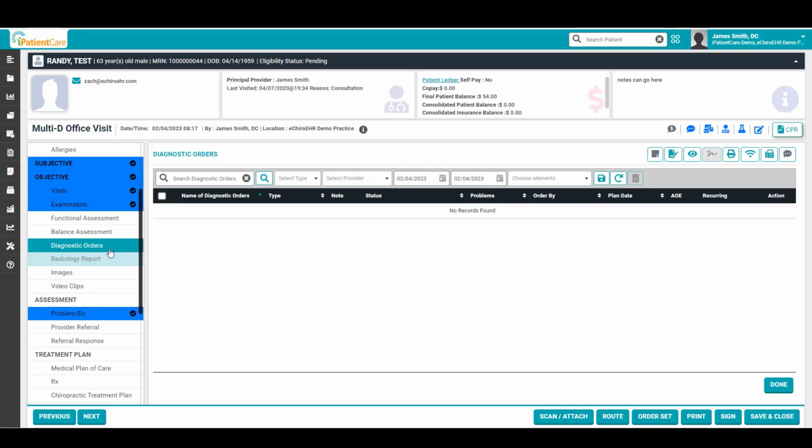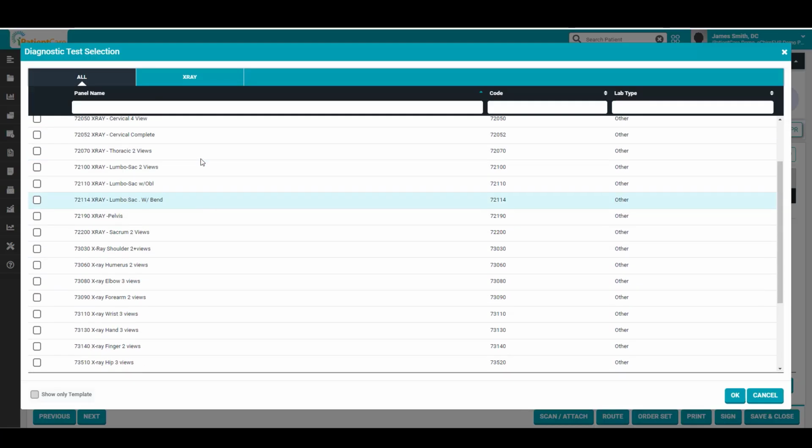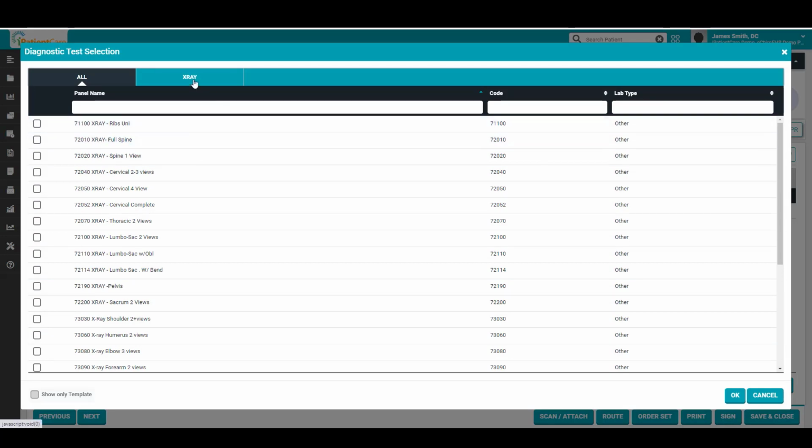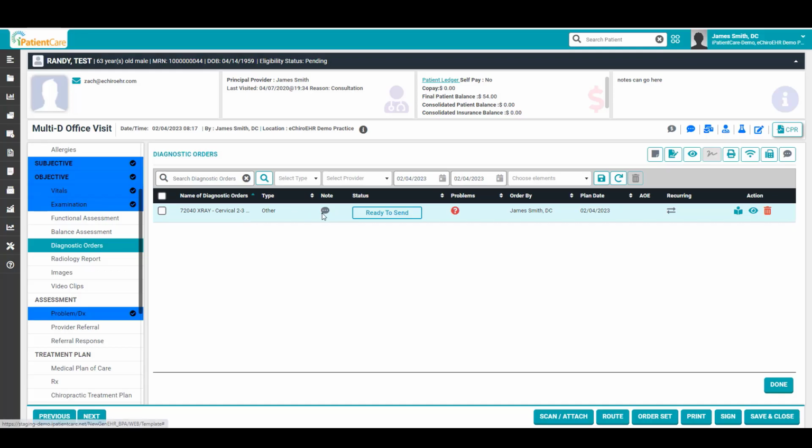Now, the diagnostic orders section is where the provider would go ahead and document any particular test, such as X-ray or maybe even advanced imaging, such as MRI, that the patient may require. So by selecting the search button, it opens up categories that we can have for those particular tests that are either performed in-house or maybe that the provider is referring out. And by making that selection and clicking OK, it documents that particular order for those X-rays.